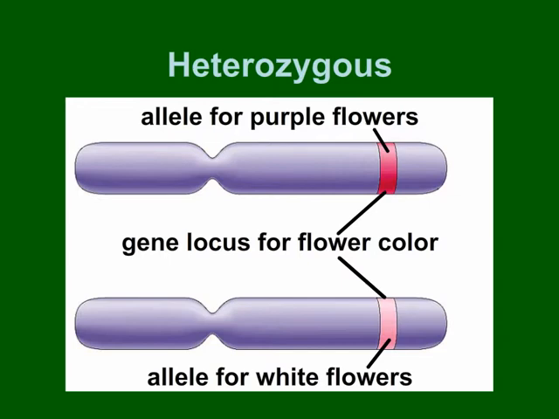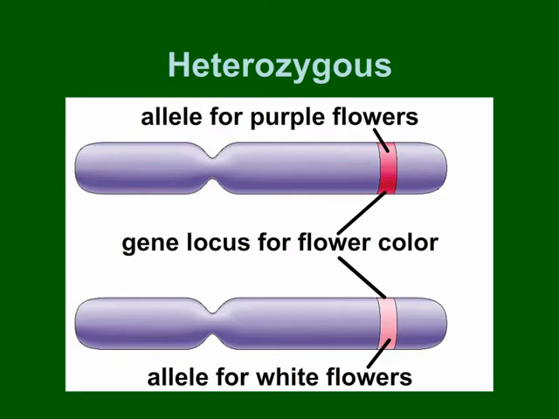Now, on the other hand, it's possible that we inherit different versions of this gene from both mom and dad. So here we see an example of a heterozygous individual. We have both chromosomes of the homologous pair, mom up top, dad on the bottom, but here you can see that we have two different versions of the flower color gene. The one up top will code for purple flower colors, where the one on the bottom codes for white flower colors. Now, because these are two different forms, we say that this individual with this genotype is heterozygous. That is, it has two different copies.